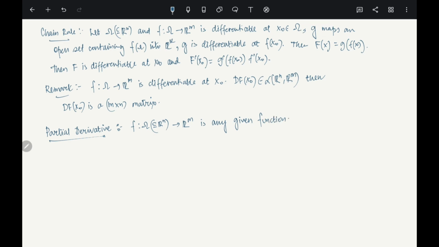Now, as I told you, I am going to look at the concept of derivative in a particular direction. So I am going to choose particular directions, meaning unit directions, the basis directions. Let e1, e2, up to en, and u1, up to um, be the standard bases of R^n and R^m respectively.